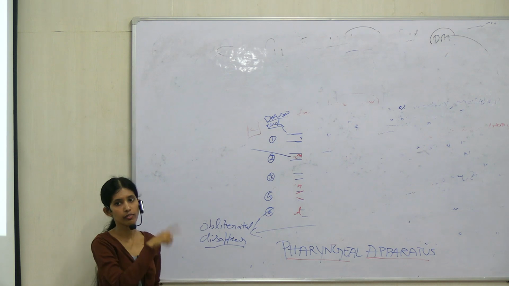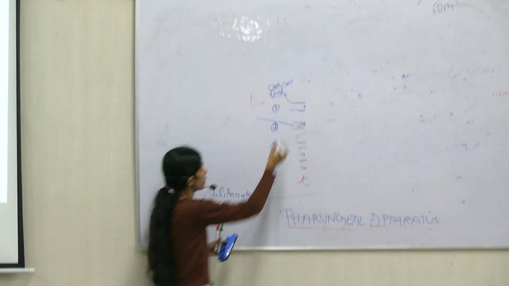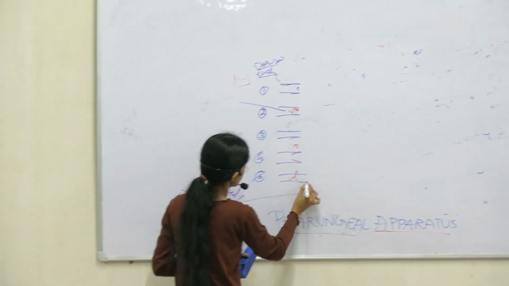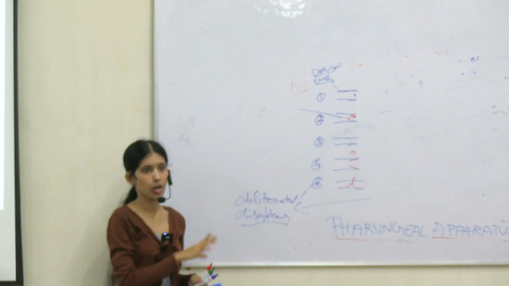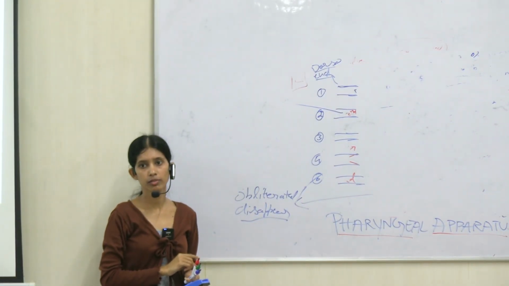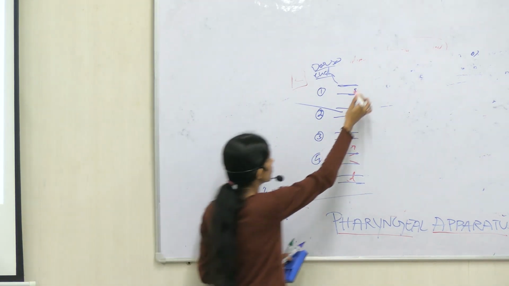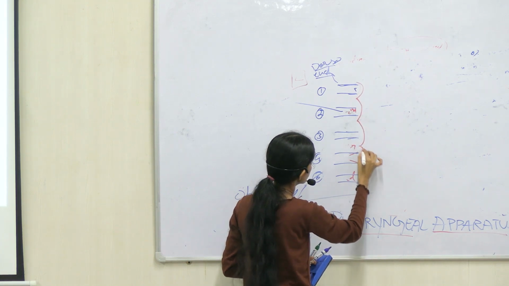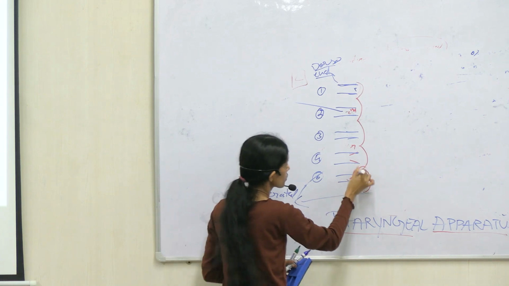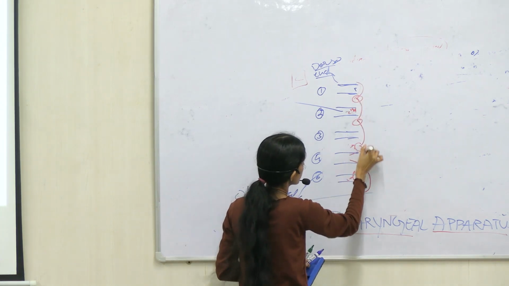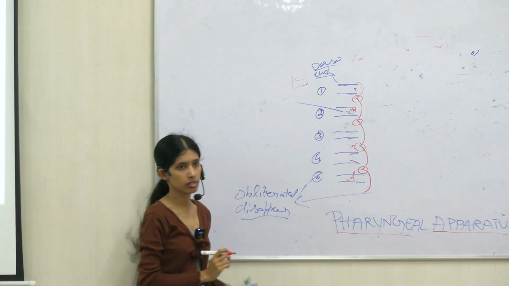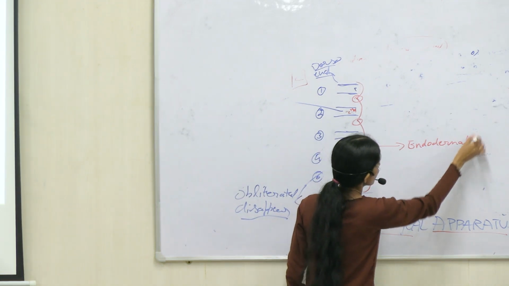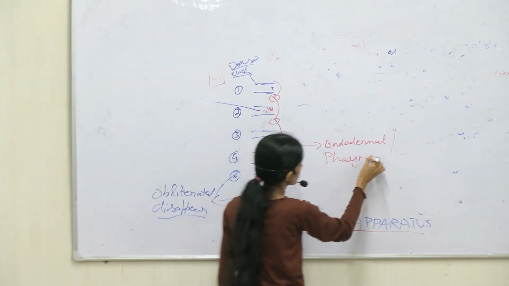So we are left only with the dorsal end. These are the dorsal end. And this dorsal end is also lined by the endoderm like this. And this part we call it as endodermal pouches. Remember, this is called endodermal or pharyngeal pouches.